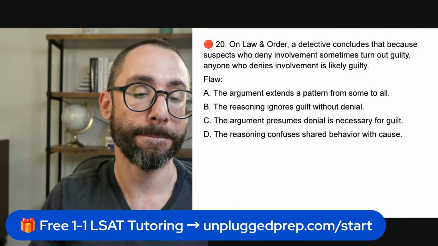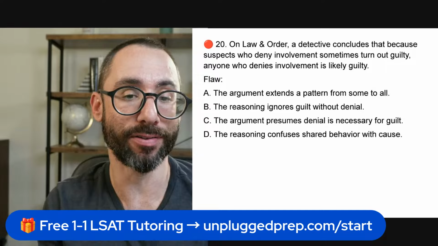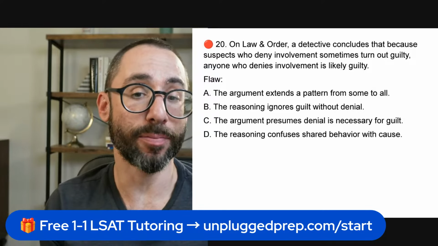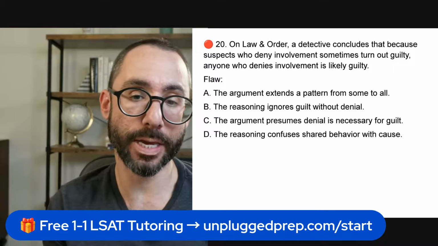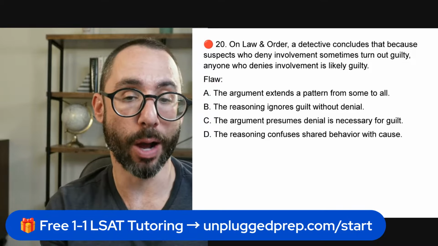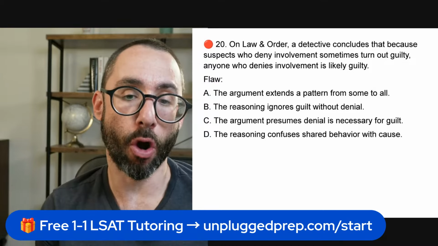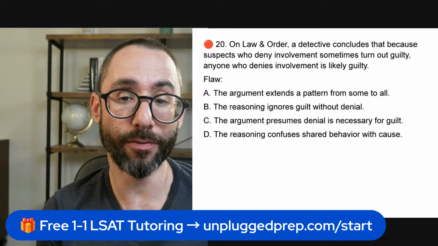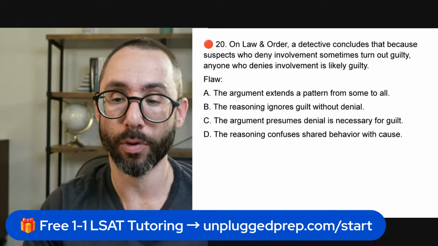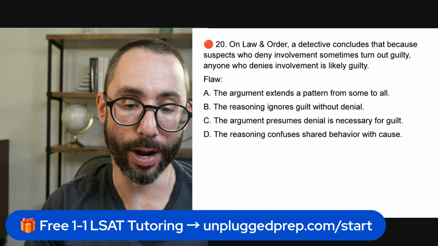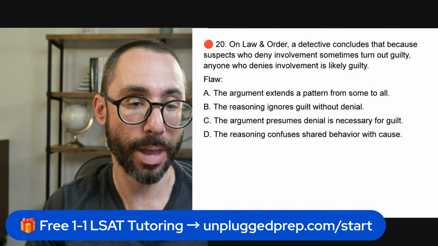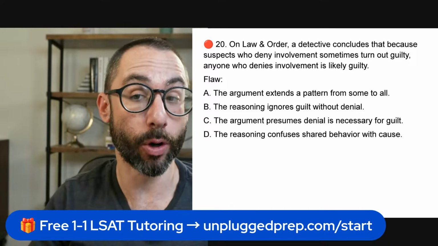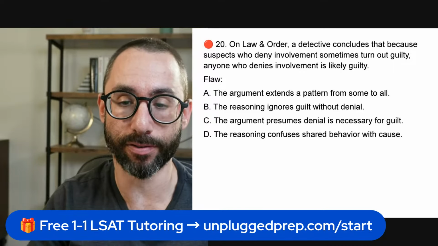Number 20. On Law and Order, a detective concludes that because suspects who deny involvement sometimes turn out guilty, anyone who denies involvement is likely guilty. What's the flaw? A, the argument extends a pattern from some to all. B, the reasoning ignores guilt without denial. C, the argument presumes denial is necessary for guilt. Or D, the reasoning confuses shared behavior with cause. When you have your answer, please drop it in the chat, A, B, C, or D. And if you're not sure, just drop a question mark, but do commit to something.